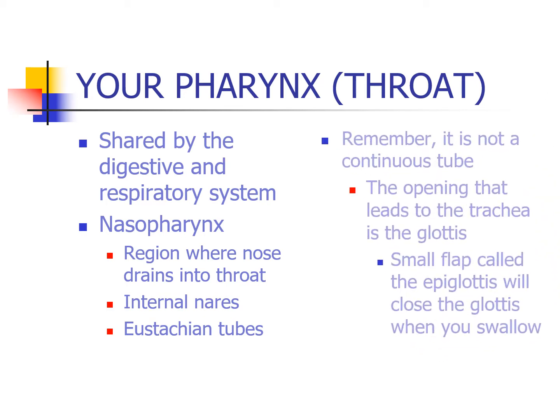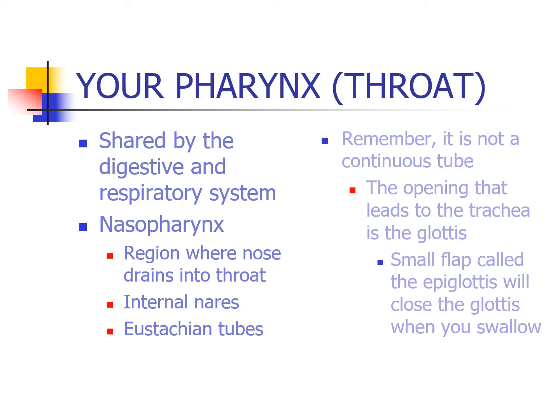Now, like we mentioned, your throat is not a continuous tube. It actually kind of dead ends in the back, and I'm going to show you a video in a minute that gives you a better idea of what this looks like. You actually have two openings in the back of your throat. One opening is called the glottis, and one opening is called the gullet. They're not open at the same time.